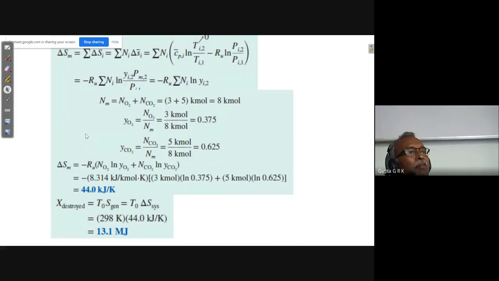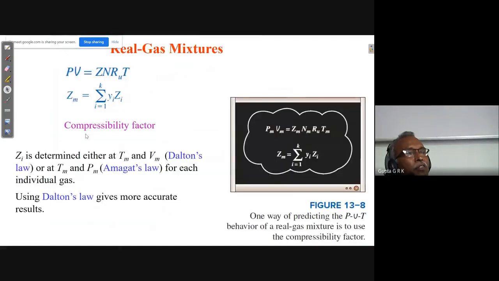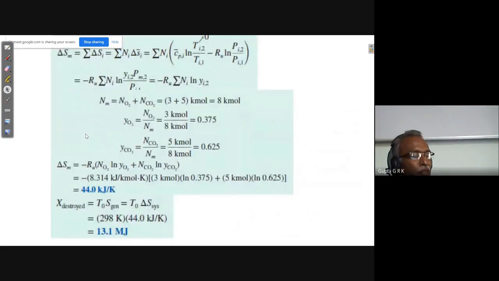Next class I will spend time on real gas mixtures. So today we will stop here with ideal gas mixtures. And we will go for the story. Any doubts?